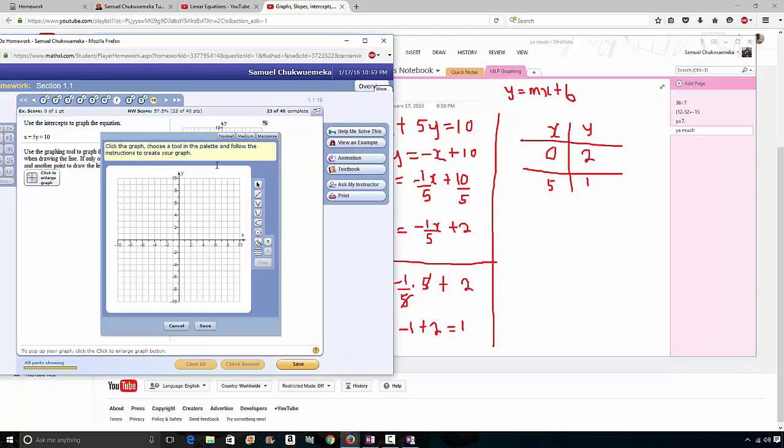So you graph it, get the line. The first one, 0 and 2, is right here. You look on top here, you see that this is 0, 2. And the other one is 5 and 1. X is 5 and y is 1. You look there, 5, 1, you see that. And that is it. You save it.